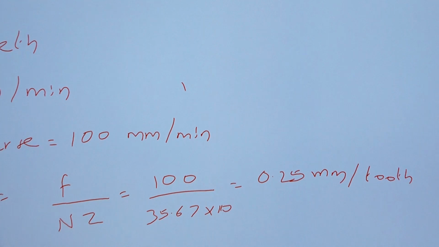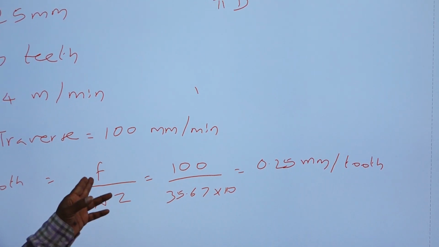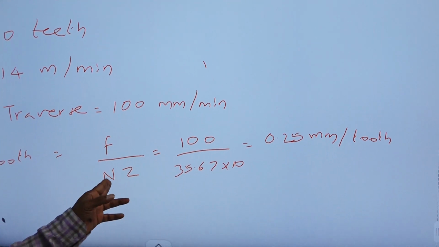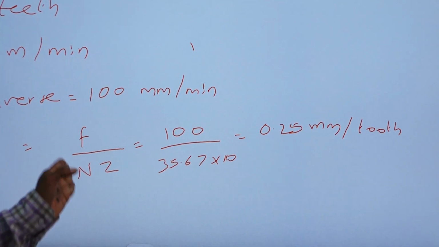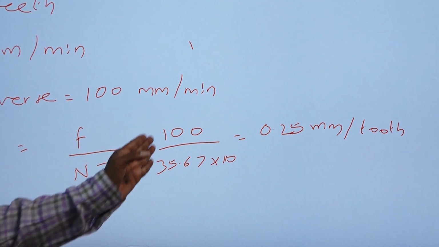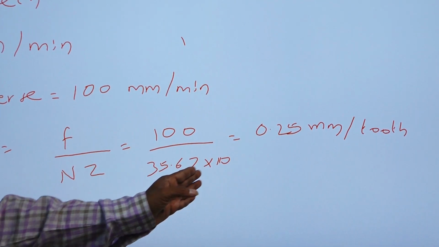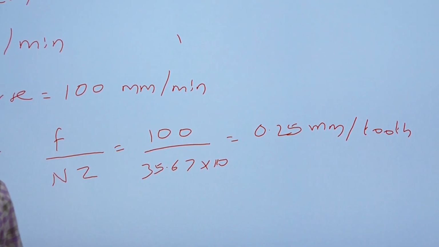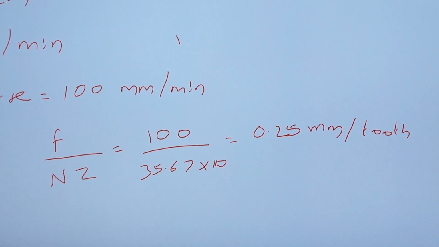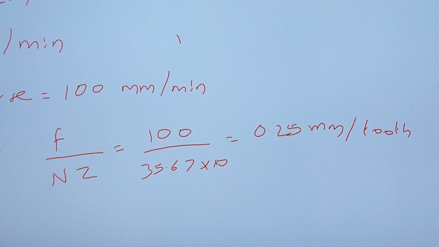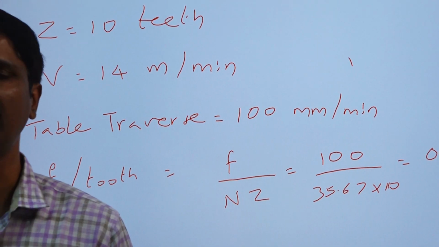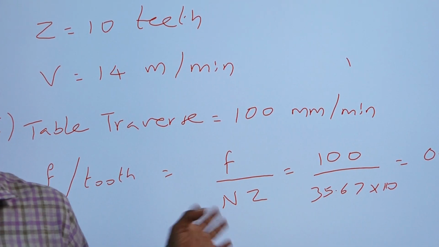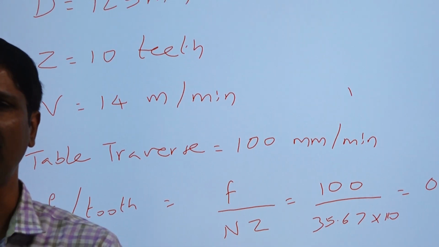After that we have to calculate feed per tooth. Feed equals feed per tooth into N into Z. So we have to calculate feed per tooth, so N and Z will come in the denominator. So 100 by 35.67 into 10, we can get 0.25 mm per tooth. This is the feed sum. This feed sum is important from the GATE point of view and IES point of view. In all the competitive exams, milling cutter feed is important.